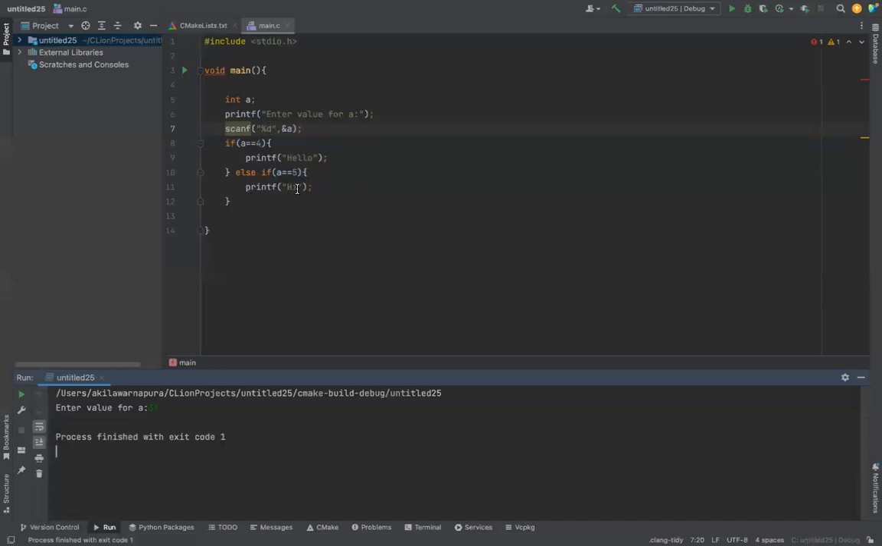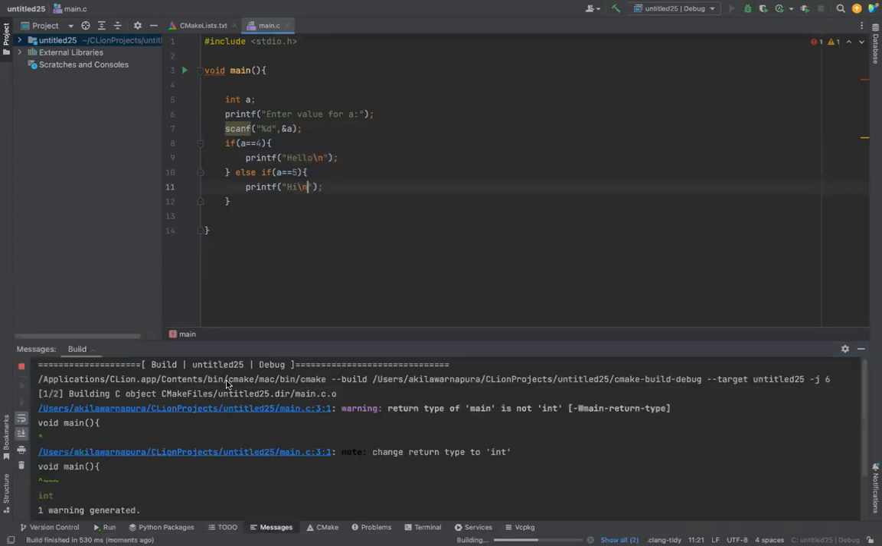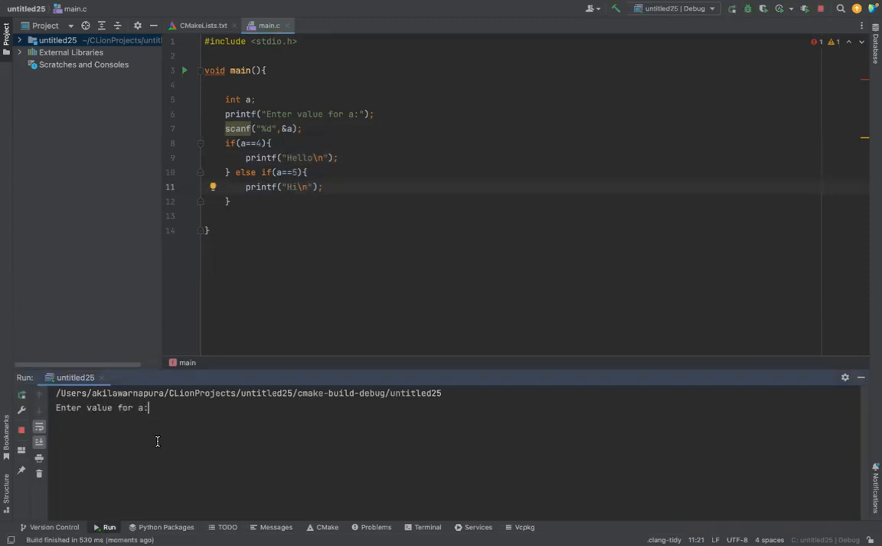You can provide this using just hello, or you can use a slash n. Slash n means after you print the hello, it goes to the next line. That means when you provide the value 4, you can see there is a gap after the hello. Suppose that after the if-else statement we have another one, printf goodbye. This goodbye does not belong to the if-else ladder.